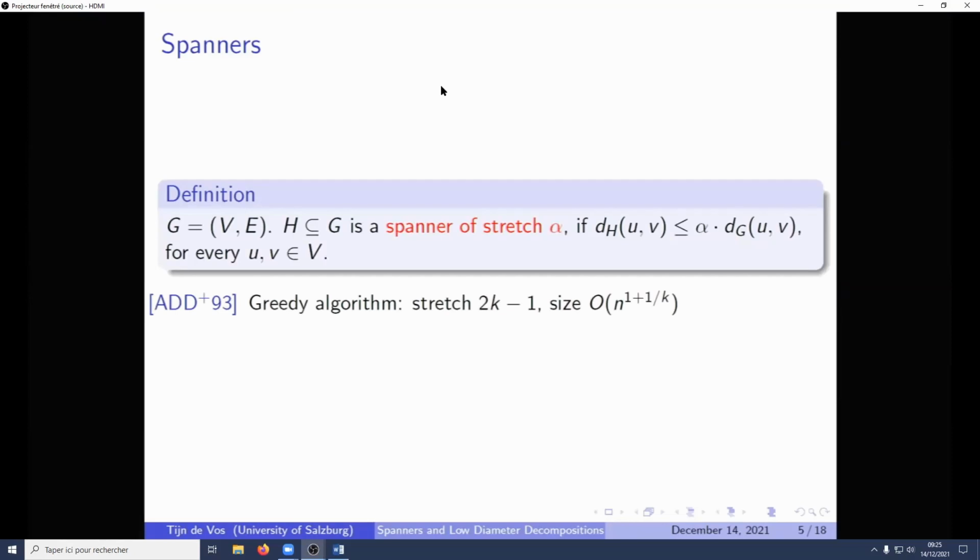First, some existential results. Already in '93, Althofer and others proved that a greedy algorithm can give a stretch of 2k minus 1 with this size bound, n to the power 1 plus 1 over k. And this is actually optimal, proven way later by FNS. The reason why we take stretch 2k minus 1 is because the bound looks pretty on the right side. It's a combination where we always look at this type of bounds so that together it looks kind of pretty.